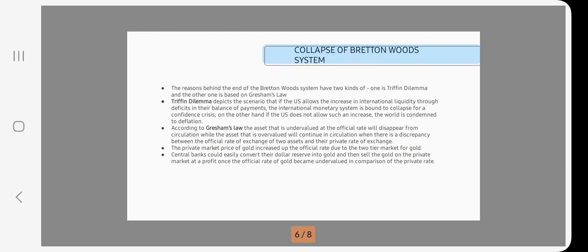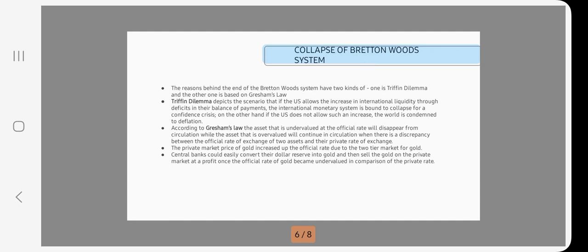Now we will see the collapse of the Bretton Woods system. The reasons behind the end of the Bretton Woods system have two kinds of explanation. One is the Triffin dilemma and the other one is based on Gresham's law. Now what is the Triffin dilemma? The Triffin dilemma depicts the scenario that if the US allows the increase in international liquidity through deficit in their balance of payments, the international monetary system is bound to collapse from a confidence crisis. On the other hand, if the US does not allow such an increase, the world is condemned to deflation.